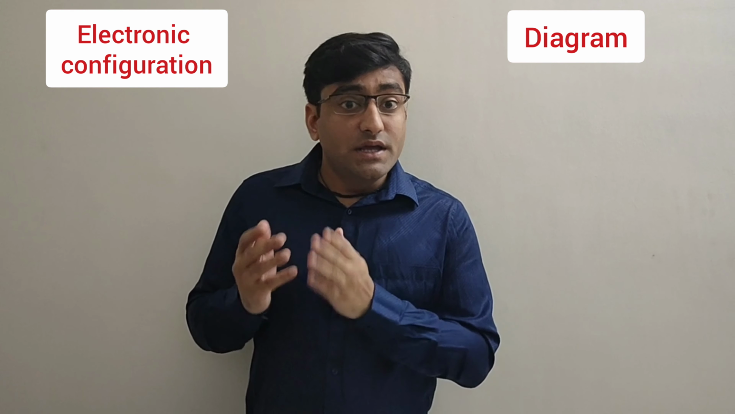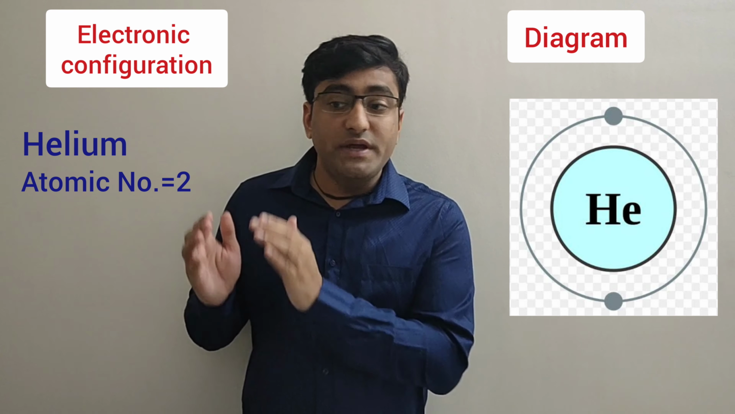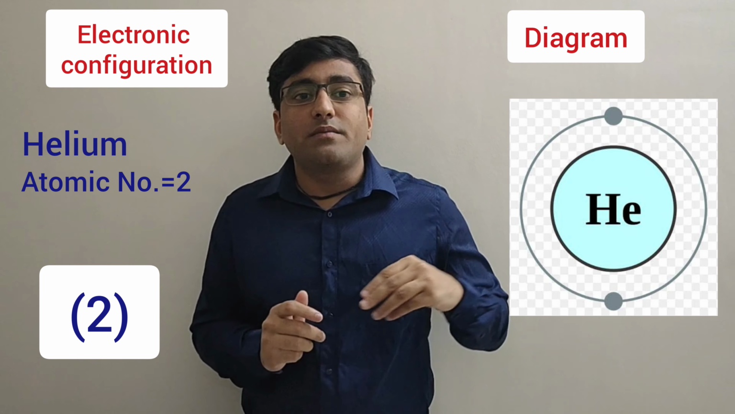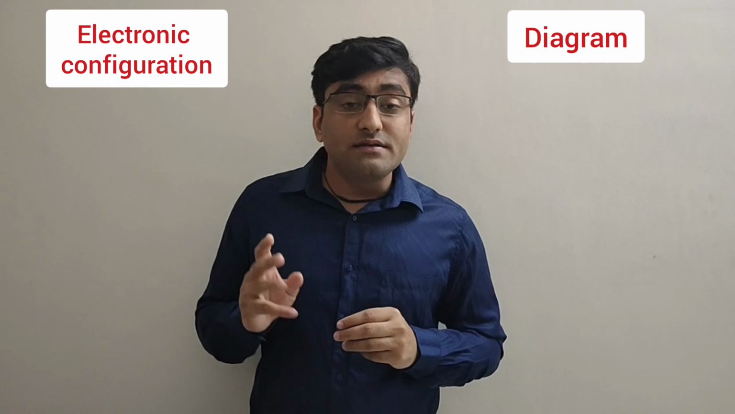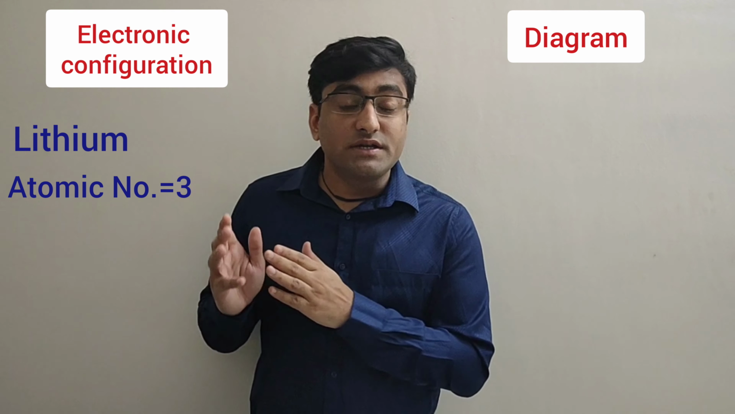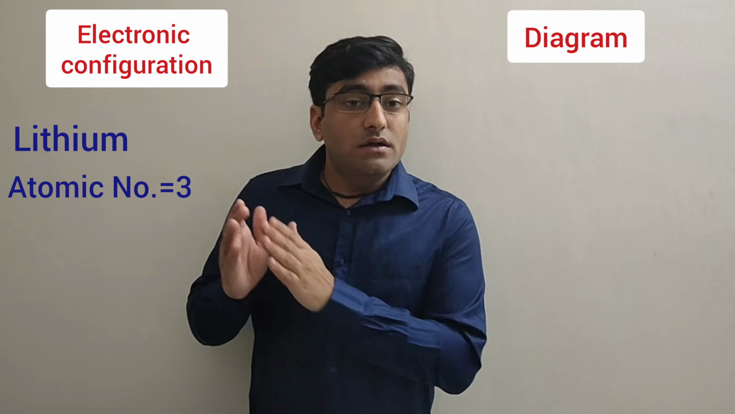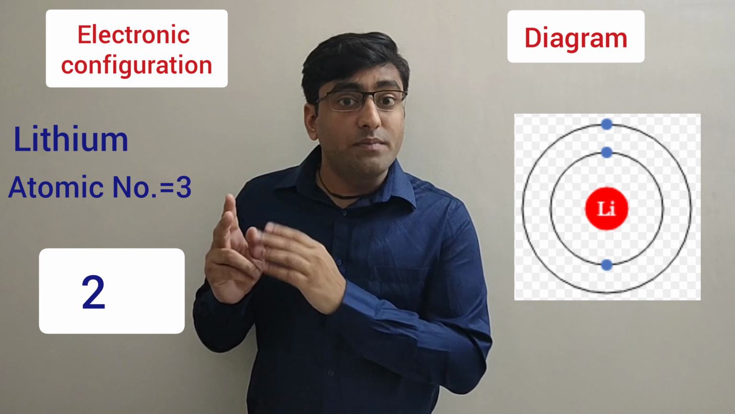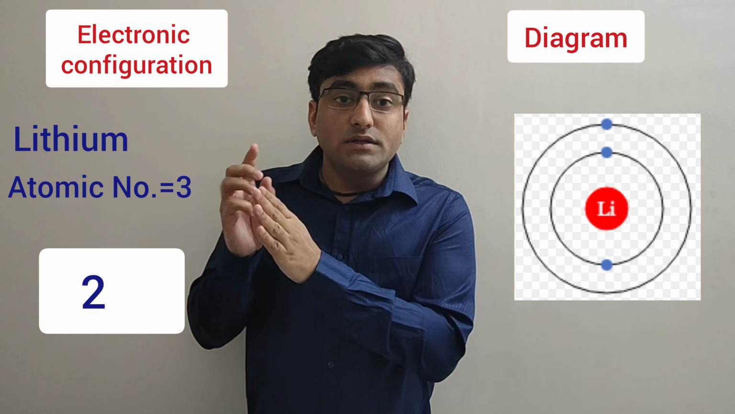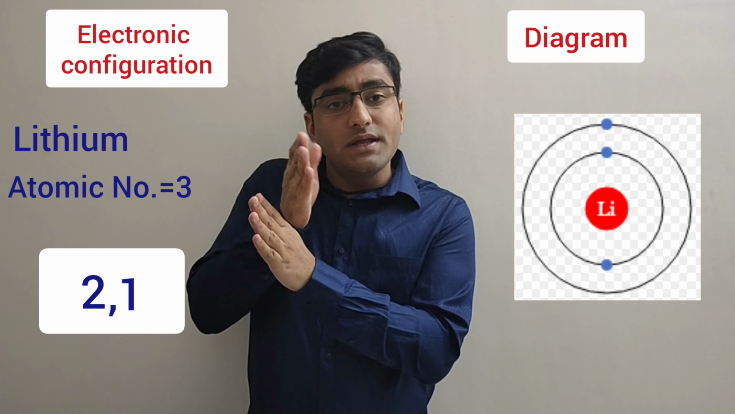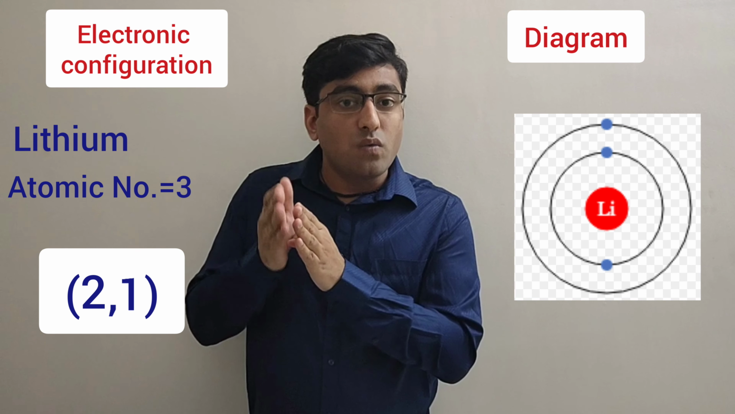The next element is helium. Helium has 2 electrons. So the electronic configuration will be in brackets 2 and the diagram is on the screen. Now the third element is lithium. So the atomic number is 3. Now the electronic configuration for lithium will be: in the first orbit it can hold only up to 2 electrons. So after filling up the first orbit, the third electron will move into the next orbit. So the electronic configuration then becomes 2, 1.